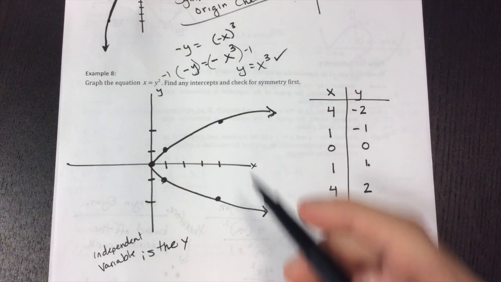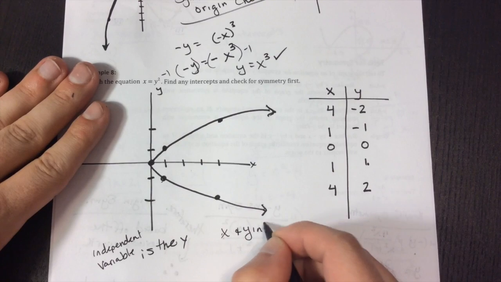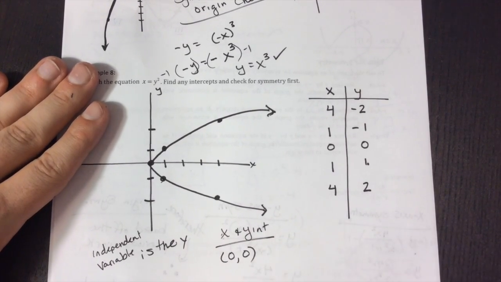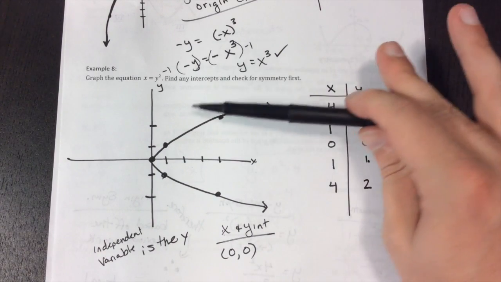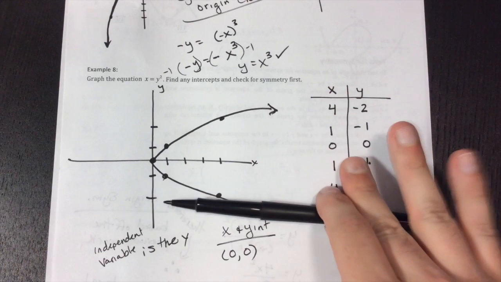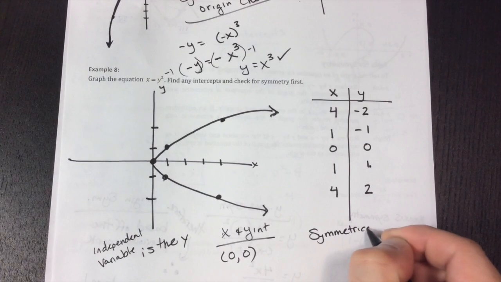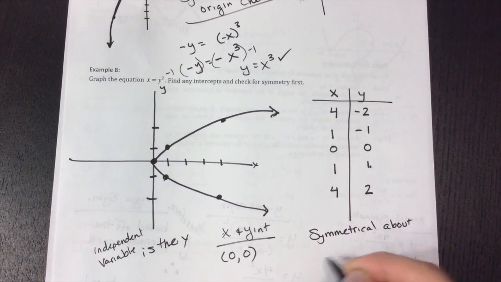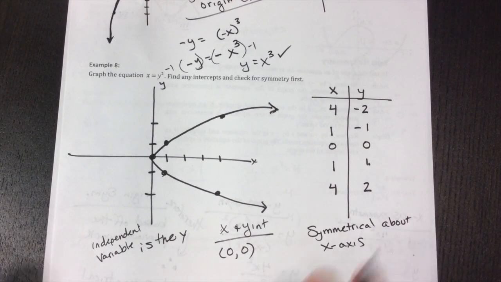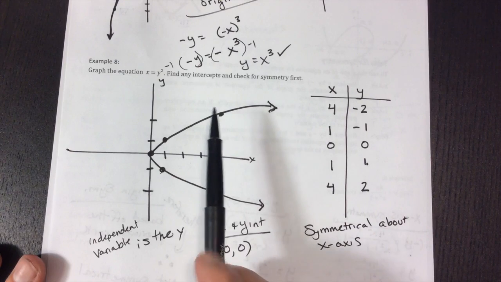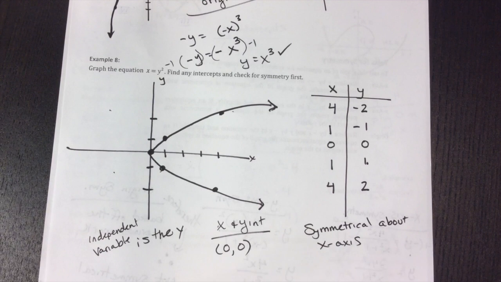So, do we have any intercepts? Yes, just like in the last problem, the x and y intercepts are at 0, 0. And then the last thing: is this symmetrical about the x-axis? Yes. I can tell by that visually. If I know how to graph it, I can tell visually. Is this symmetrical about the y-axis? No. And is it symmetrical about the origin? No. So there you have it.